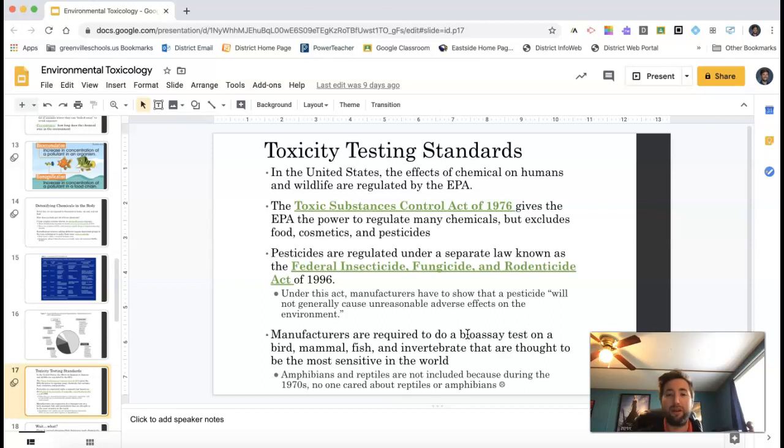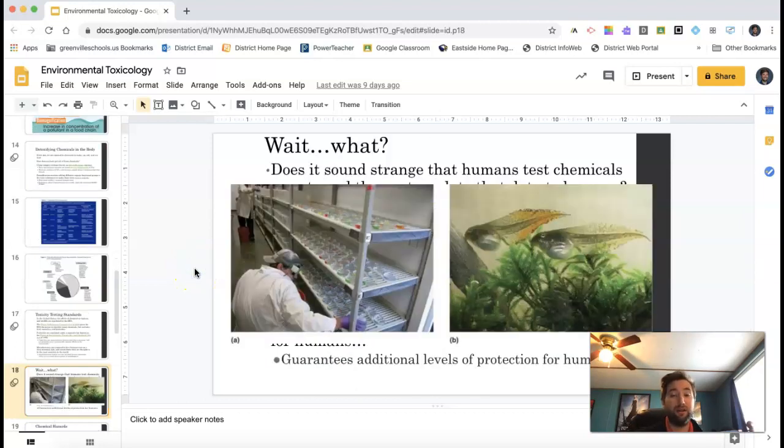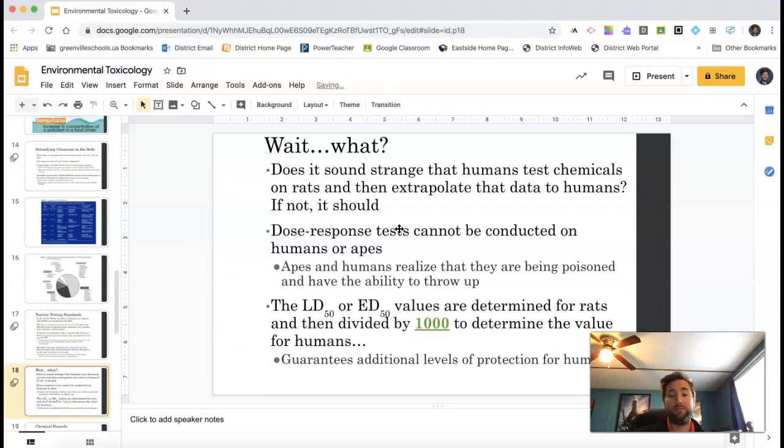So some people may have noticed and asked, why aren't amphibians and reptiles included? Because back in the day, no one really cared about them. They said, it's fine, they'll be fine. Actually, they weren't. If you know the herbicide Roundup, Roundup has been linked to skin thickening and other things in amphibians, and it's killing a lot of amphibians like frogs. Alright, so I'm going to delete this picture.